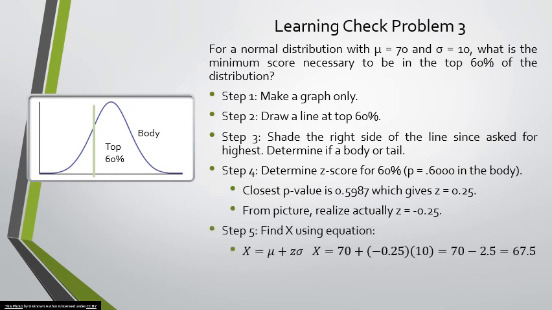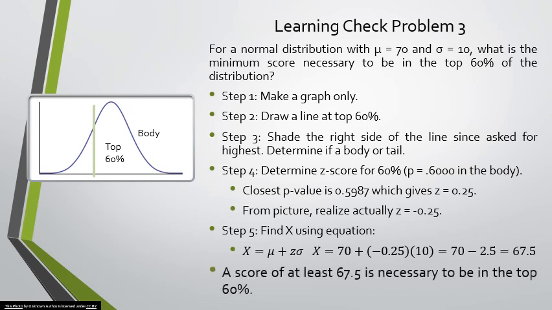So use your equation to find x. Remember to put in negative 0.25 for your z-score, and you get an x value of 67.5. So a score of at least 67.5 is necessary to be in the top 60% of this distribution.